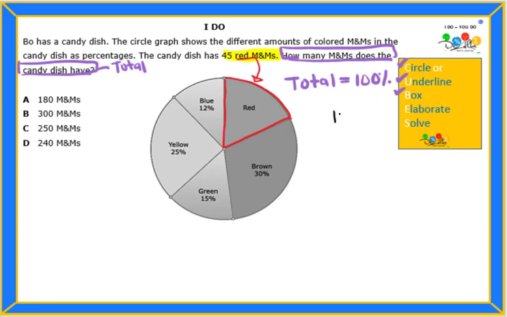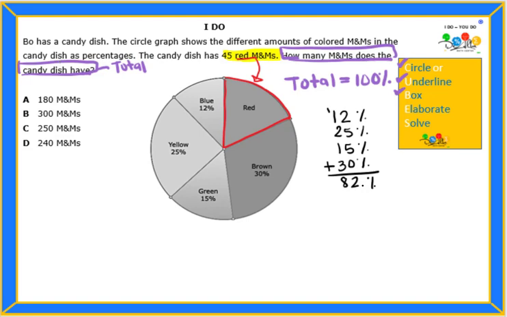So we have 12% for blue, 25% for yellow, 15% for green, and 30% for brown. So if we add those up, 2, 3, 4, 5, and 3 is 8. That's 82% already accounted for.